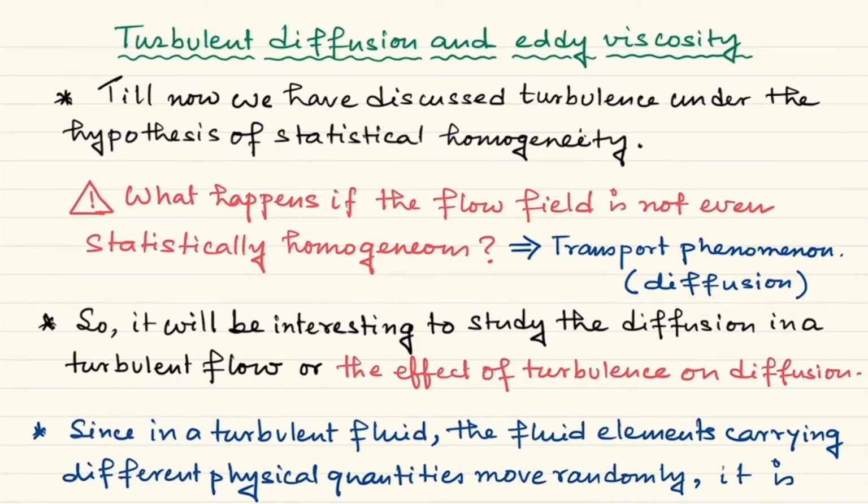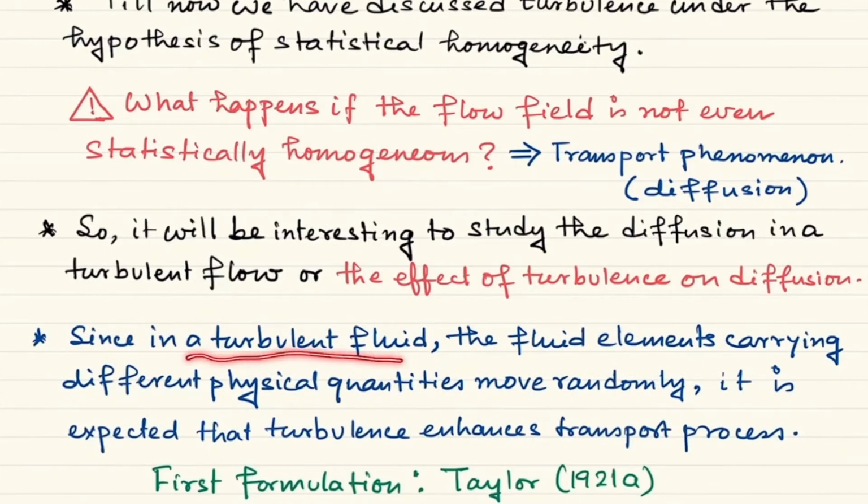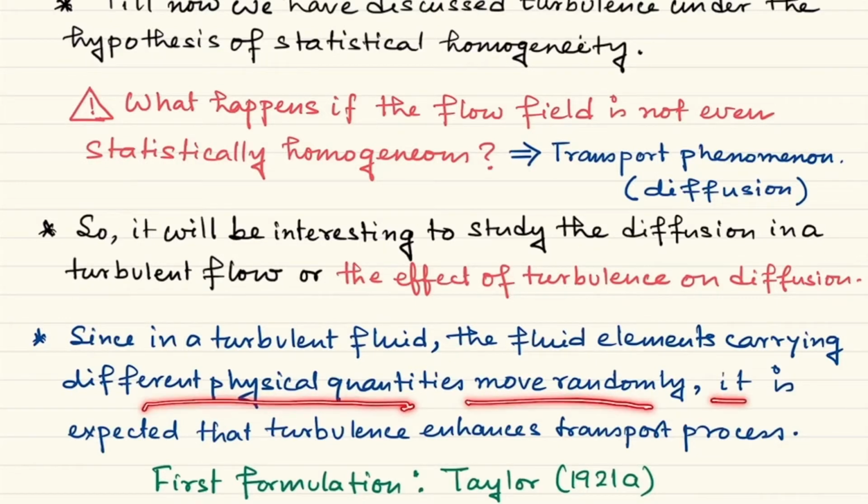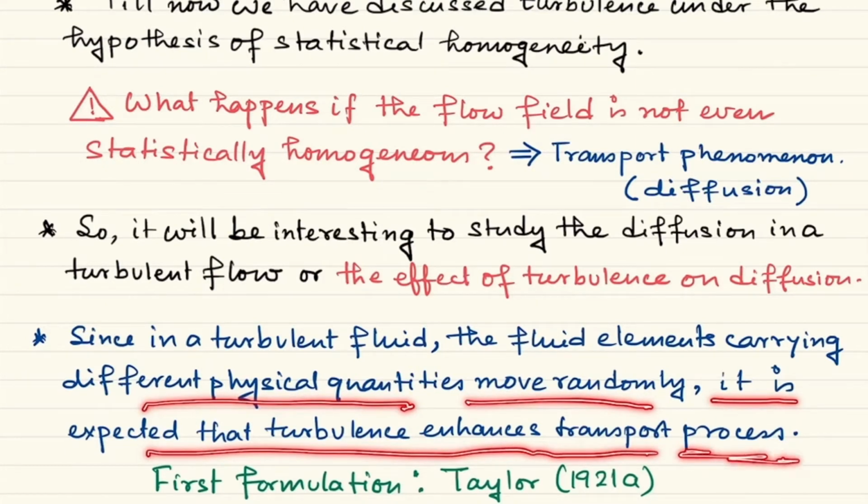So basically, we are interested in the study of the effect of turbulence on diffusion, or you can say, to study diffusion in a turbulent flow. Now it is true that in a turbulent fluid, the fluid elements carrying different physical quantities, for example velocity, density, pressure, move randomly, so it is somehow expected that turbulence enhances transport processes.